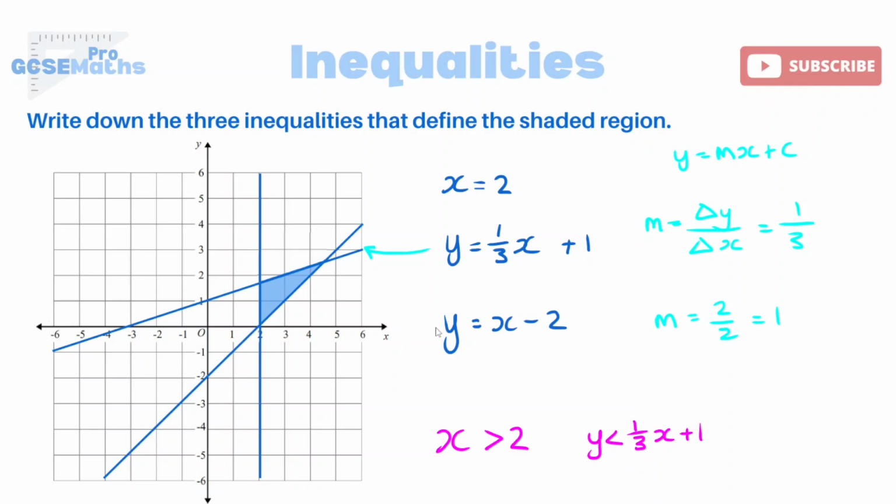And lastly, this one here is the one below, okay, the line below. The shaded region is above that line, isn't it? It's above it. So y is greater than the line, i.e. x minus 2. And again, they're all solid lines, so I'm going to put an equals part as well. Okay, so they might ask you that.